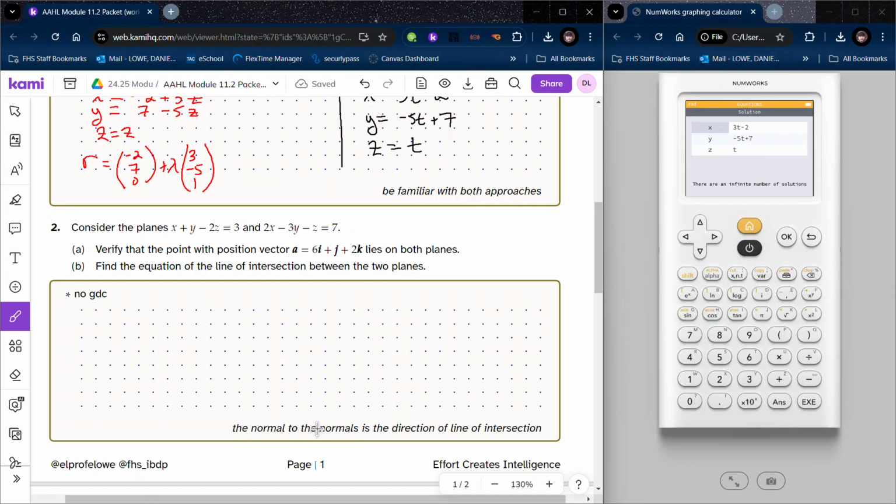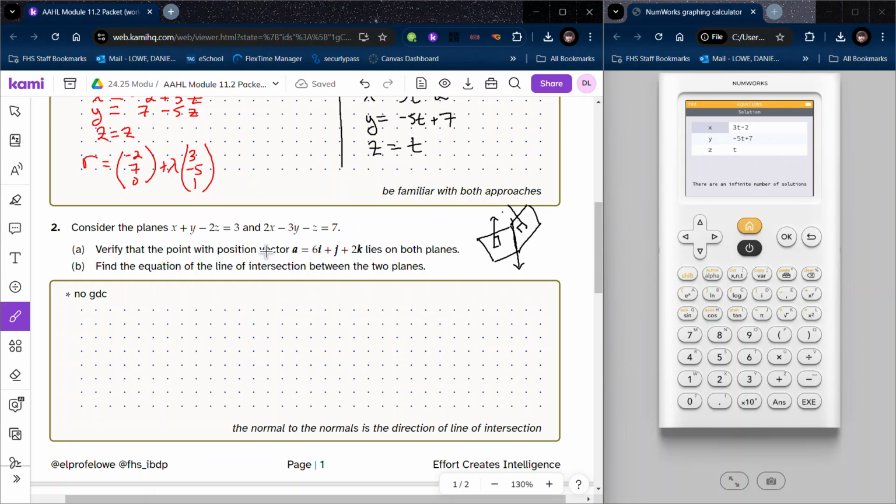And the idea here is that the normal to the normals is the direction of the line of intersection. If I have one plane and it intersects with another plane, and I have a normal for one plane and another normal for the other plane, then the vector that is perpendicular to both of those normals will be the direction of the line of intersection. All right, so let's start here.